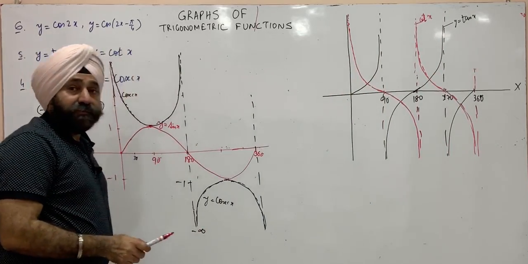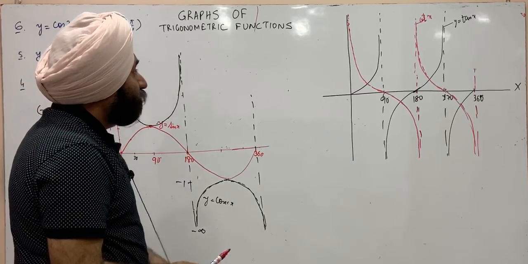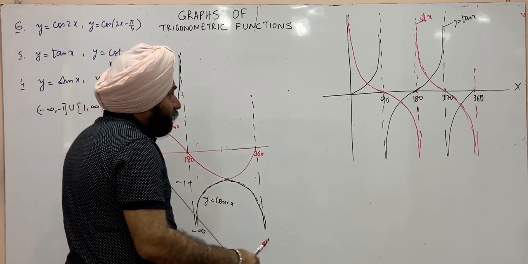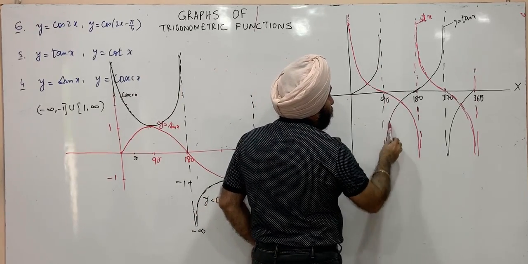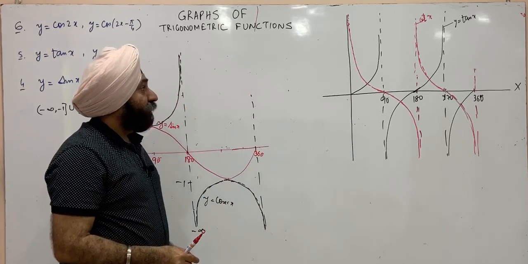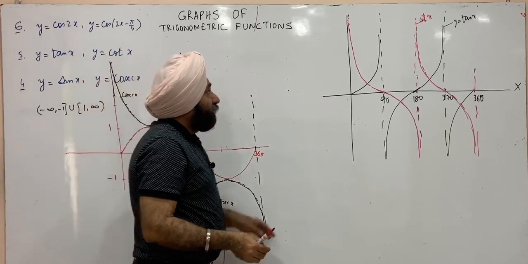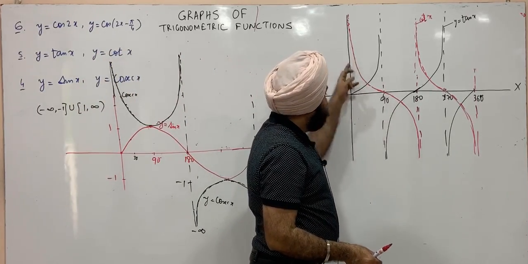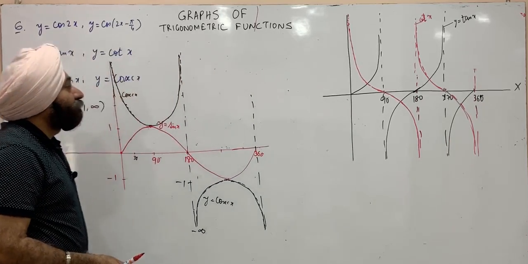So what do we observe? That tan of x is always an increasing function. The black lines are rising with the increasing value of x. So tan of x is an increasing function. Whereas the red lines, cot of x, are falling lines. Cot of x is a decreasing function.